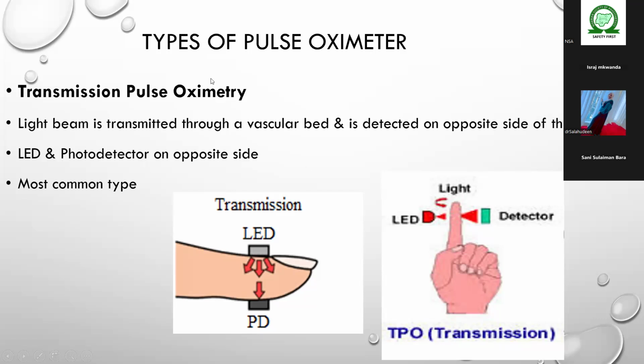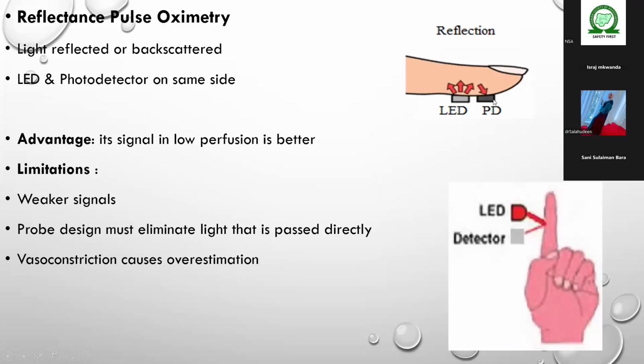But for reflectance, the light emitting diode and the photodiode are on the same side. The light emitted is backscattered, and the advantage is that it can signal low perfusion better because it doesn't have to penetrate. Because in low perfusion, if it has to penetrate, then it's going to bring out a correspondingly low SpO2. The limitation here is weaker signals, and the probe design must eliminate light that passes directly through. And vasoconstriction can cause overestimation, because in vasoconstriction there's going to be venous congestion, and that venous congestion is going to appear like a full volume pulse, and then it picks it up and scatters it and gives us a pulse figure.